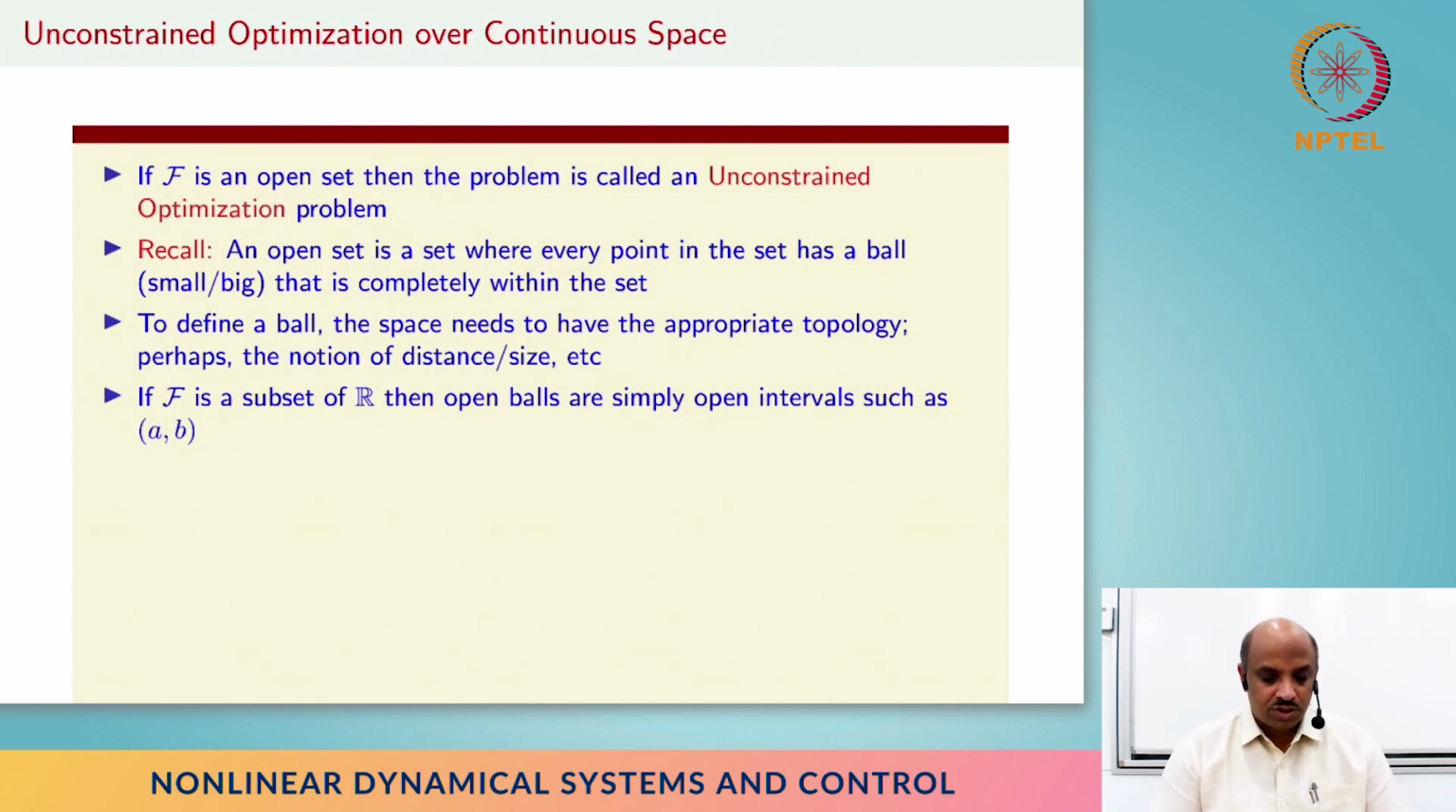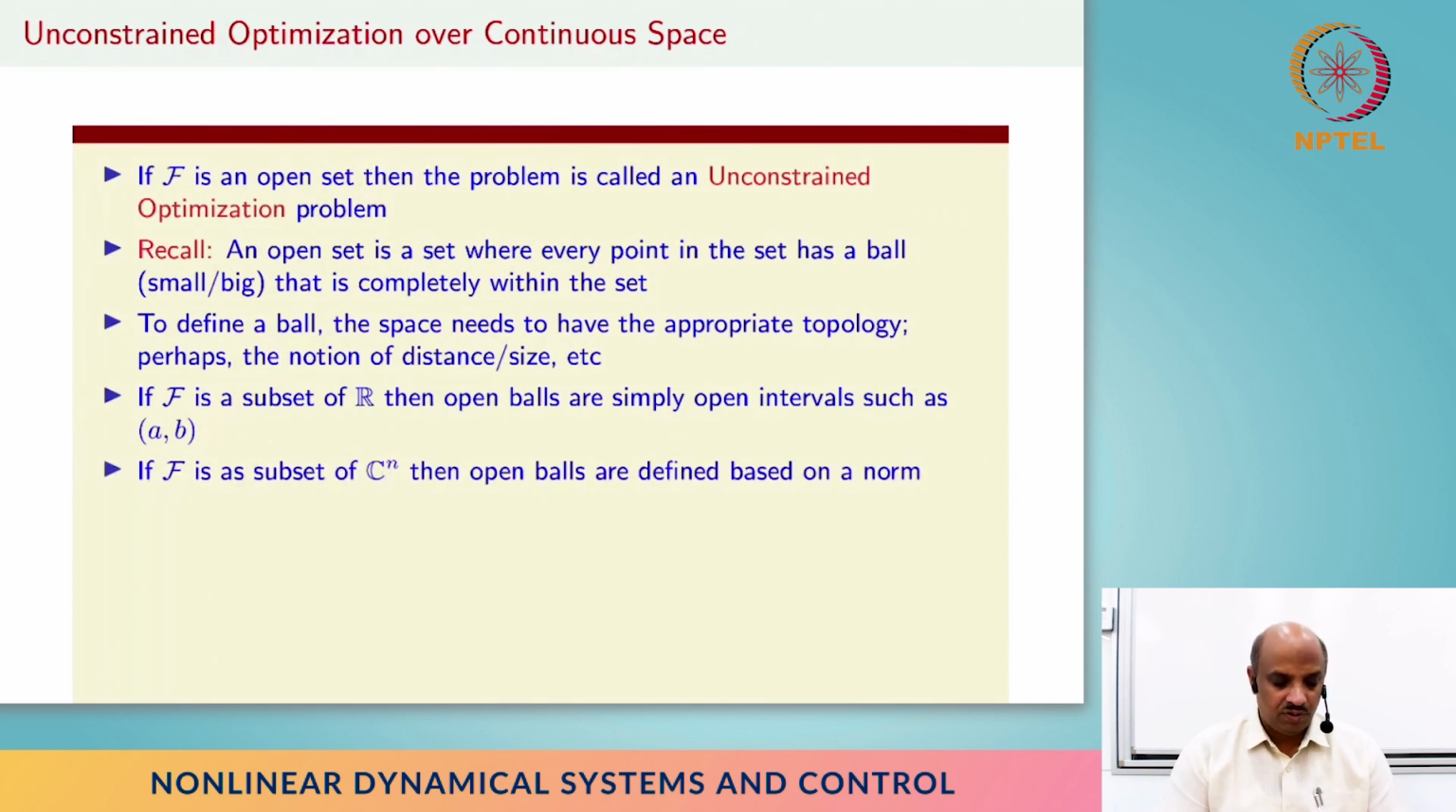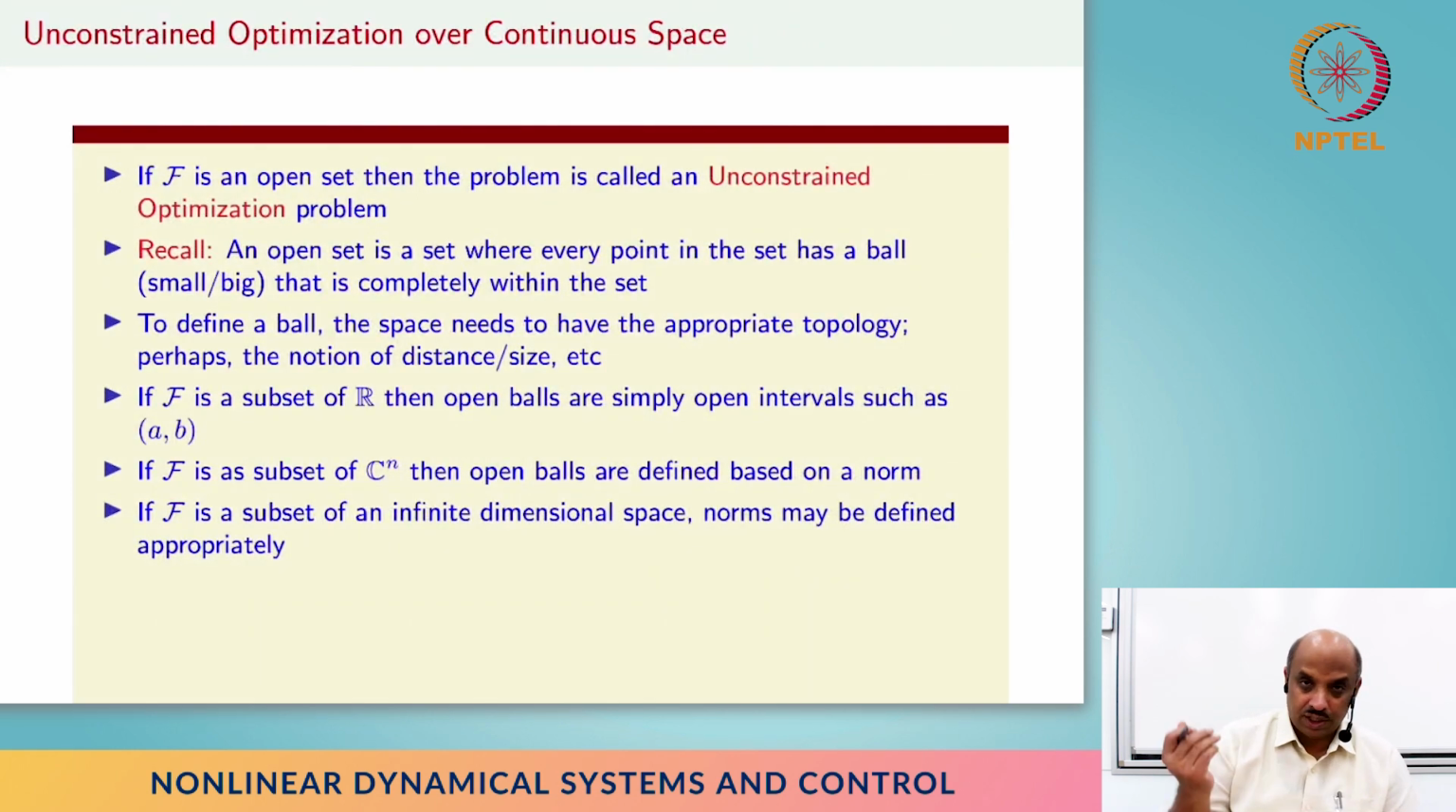So these open balls, for example, in the standard real number sets, are simply open intervals, right? So intervals from A to B without including either of them. But if it is something like a complex plane or a 2D plane, then we use a norm to define open balls. And again, the boundary of those balls is not included, and that's why they're called open. And you can actually have infinite dimensional spaces, and then we will slowly solve some of these problems.